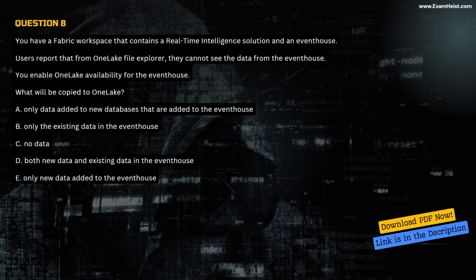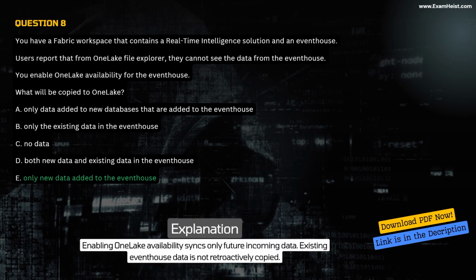B. Only the existing data in the event house. C. No data. D. Both new data and existing data in the event house. E. Only new data added to the event house. Correct answer E. Only new data added to the event house. Explanation. Enabling OneLake availability syncs only future incoming data. Existing event house data is not retroactively copied.